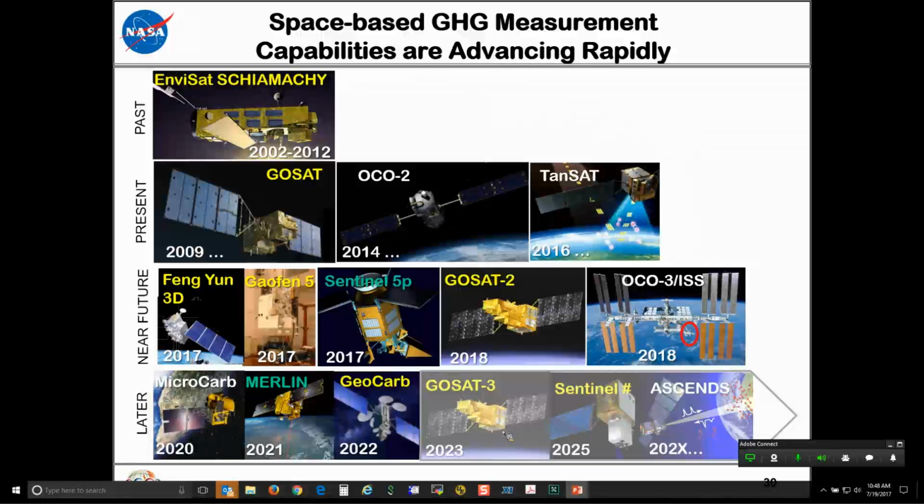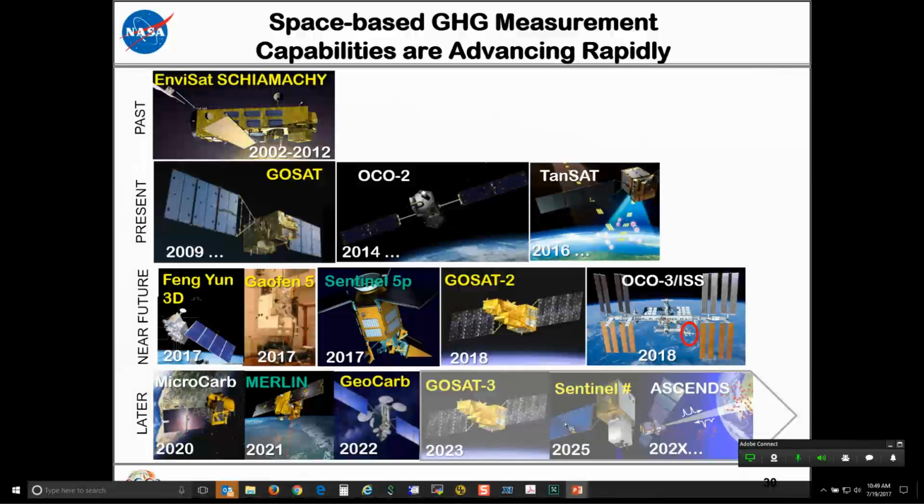GOSAT-3 is scheduled for launch in 2023. We're not quite sure what GOSAT-3 will be carrying. It probably will not include the same class of instrument carried by GOSAT-2 and GOSAT. It probably will be a broad swath instrument, either an imaging FTS or a grating spectrometer. I think the latter is gaining more favor in that group, but that's to be seen.